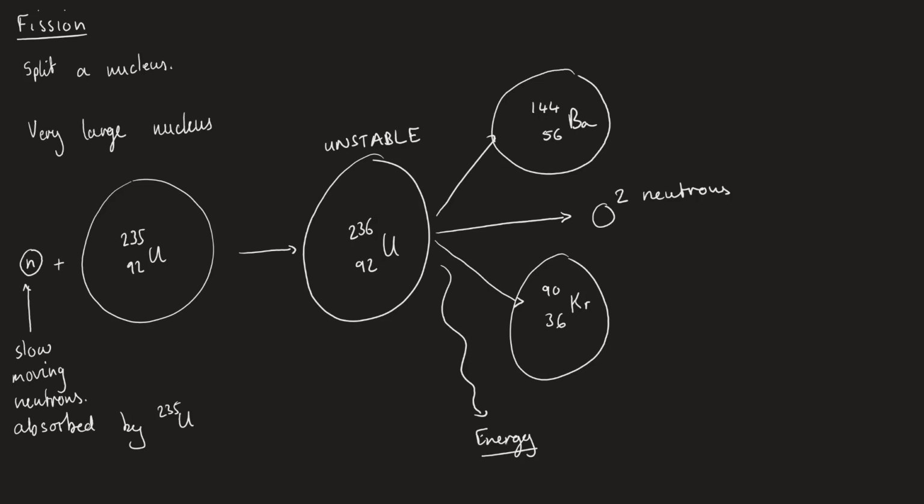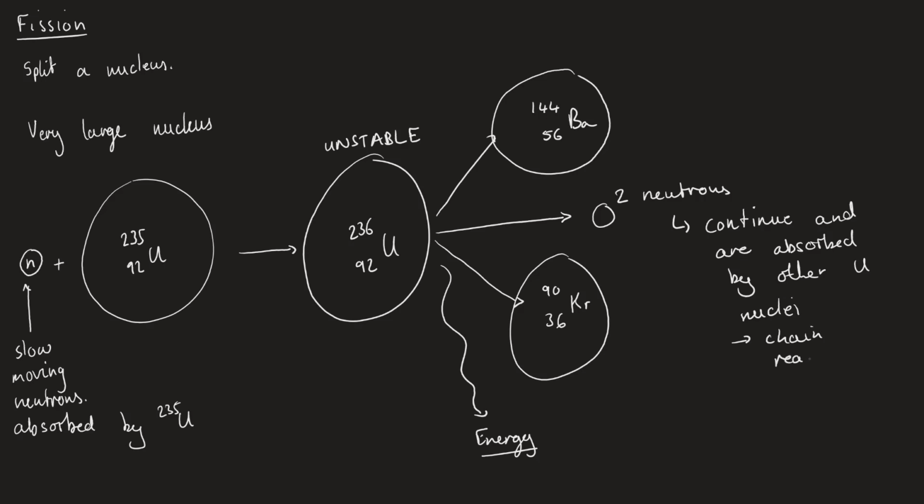Now, when this happens, these two neutrons will then continue on, and maybe we'll have another uranium-235 that will be absorbing one of these neutrons. So these will continue and are absorbed by other uranium nuclei, and this leads to a chain reaction.